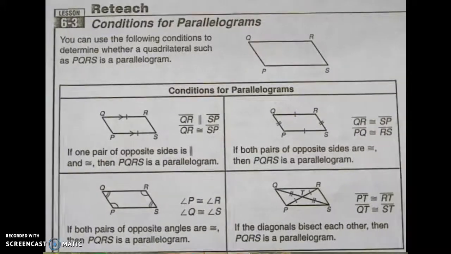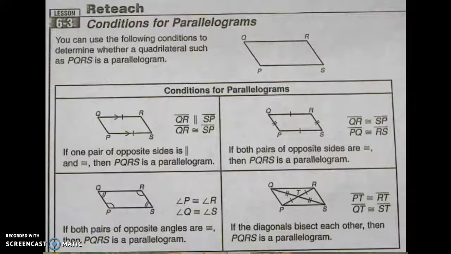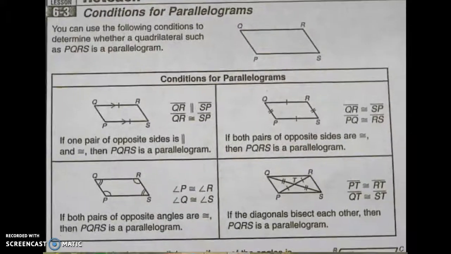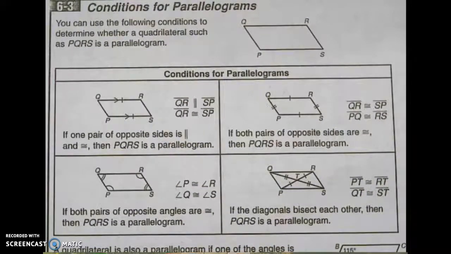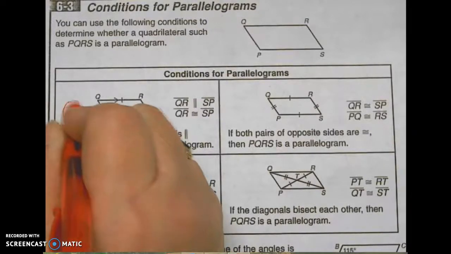On the back side, we're looking at Reteach 6-3, the conditions for parallelograms. So I can determine whether a quadrilateral is a parallelogram by seeing if it has these conditions. The first condition is if I have one pair of opposite sides that are parallel and congruent, then I know that the figure is a parallelogram. So that's going to be condition number 1.